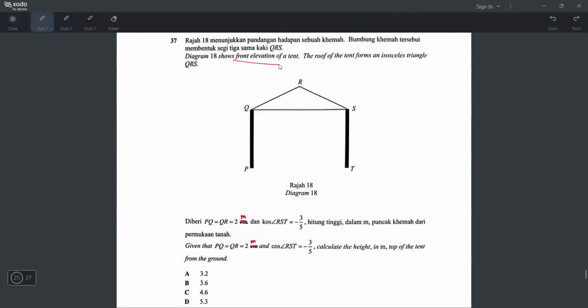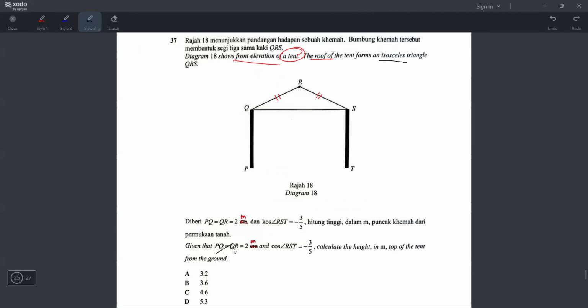Okay, 37. Diagram 18 shows the front elevation of a tent. So pandangan hadapan tent looks like this. The roof of the tent forms an isosceles triangle QRS. Alright, I think the QR and RS is the two same side lah. Isosceles means dia punya triangle ada dua side yang sama panjang. And confirm is QR RS. Sebab you tak pernah tengok bumbung yang apa? Yeah, you get my point, right? Tak ada roof yang satu macam ni and then satu macam ni. Okay, usually is like the tajam one is at the middle one.